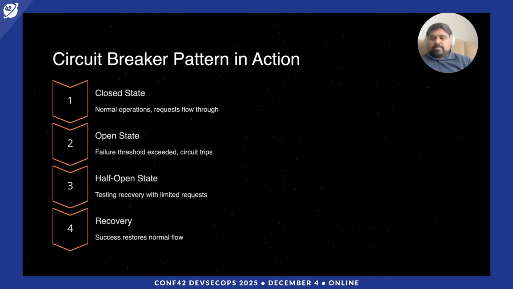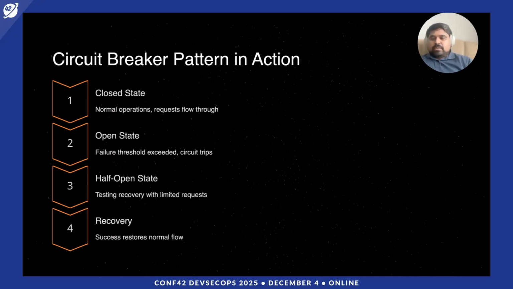Stage 2, open state, failure detected. The failure threshold is exceeded and the circuit trips. 5 consecutive failures happened and the circuit got opened. No request will be sent to the failing service. Return a fast error response to clients, saying service temporarily unavailable. This is crucial. Stop wasting time.